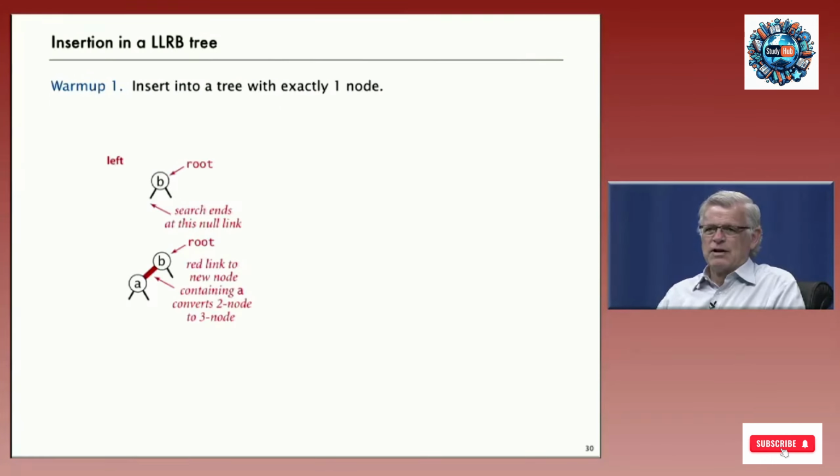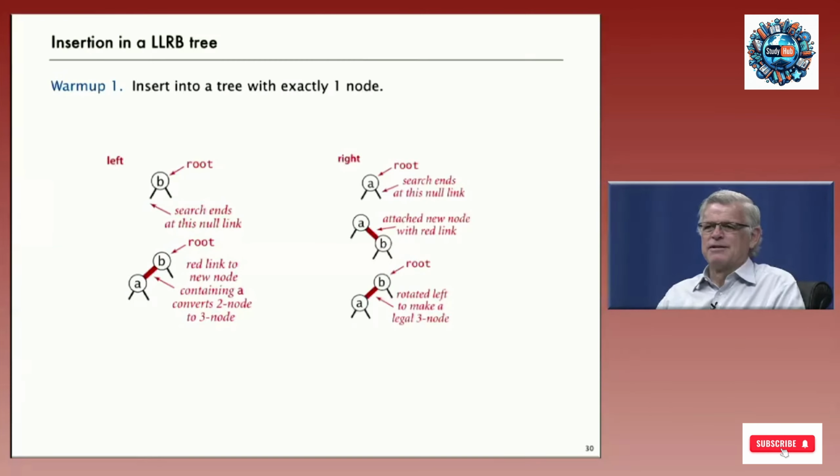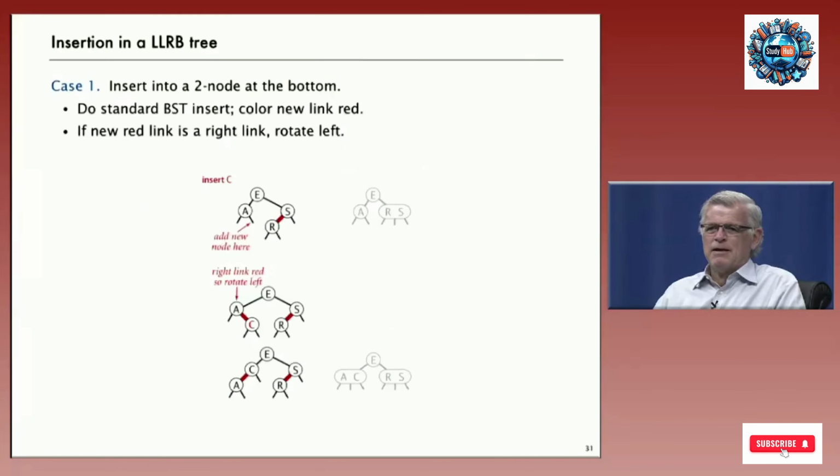All right, so first to warm up, insert into a tree with exactly 1 node. Well, if it goes on the left, then we just make a red link and add it on, and we're done. If it goes on the right, then we attach a new node with a red link on the right, but we have to rotate it to the left to make a legal 3 node. So that's insert into a tree with a 1 node and make it a tree with 2 nodes.